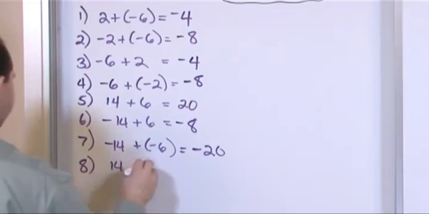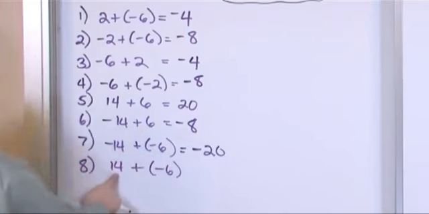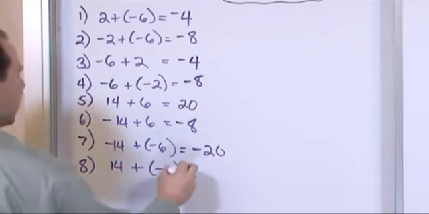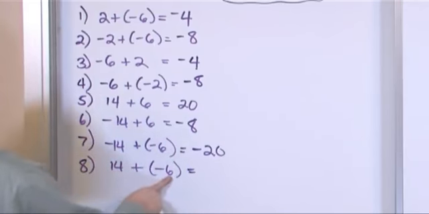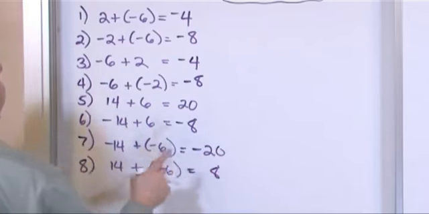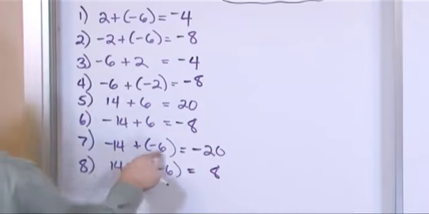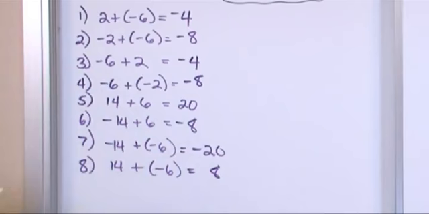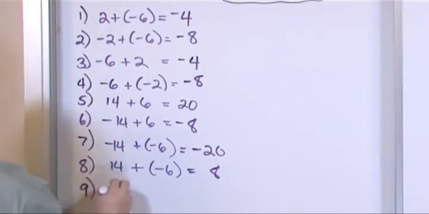14 plus negative 6 is positive plus negative. So I end up subtracting them. 14 minus 6 is going to give me 8, and the sign comes from the bigger absolute value. In this case, it's positive 8. Okay? Now let's say we do something a little more complicated.